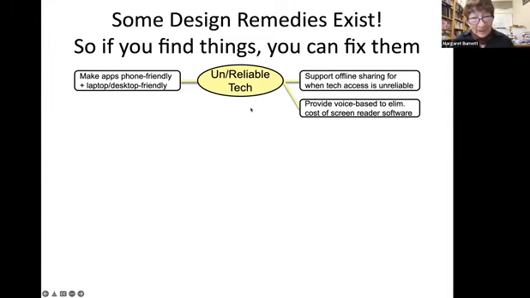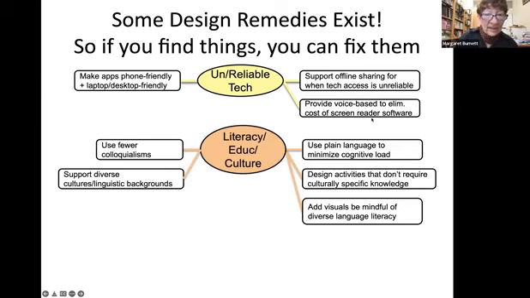And so, for example, back to that unreliable technology, some of the literature has contributed some solutions. One paper talks about making apps both phone friendly and desktop friendly. That would be a way to increase the number of socioeconomic strata that you might be able to support. Support offline sharing for when tech access is unreliable. Support voice-based systems to eliminate the cost of screen reader software. Those are just some of the examples from the literature on that facet.